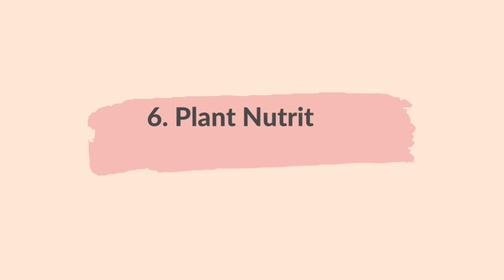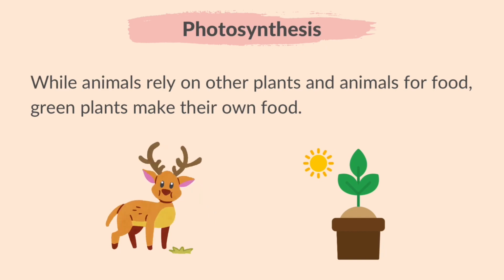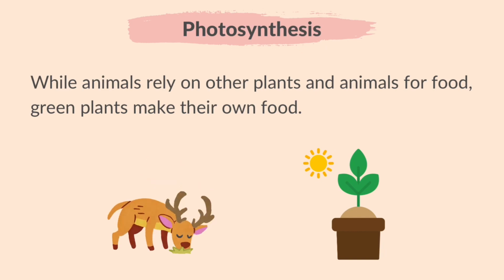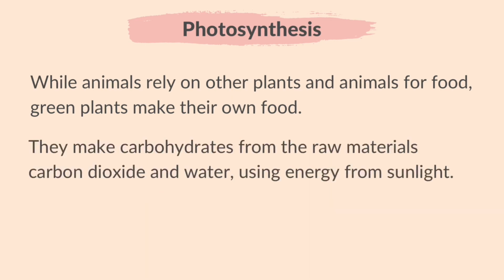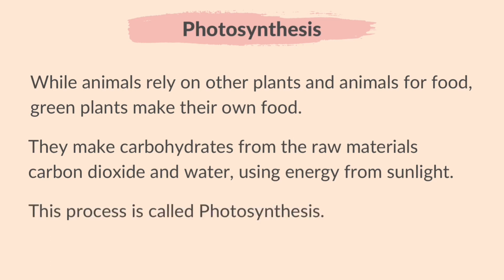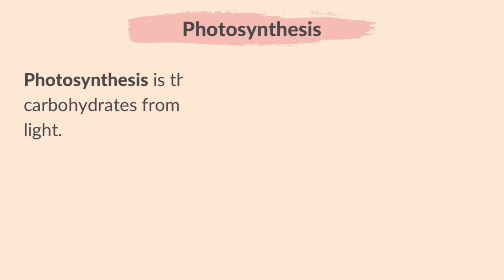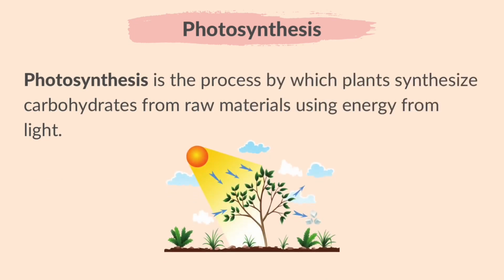This video summarizes Topic 6, Plant Nutrition. While animals rely on other plants and animals for food, green plants make their own food. They make carbohydrates from the raw materials carbon dioxide and water using energy from sunlight. This process is called photosynthesis. So photosynthesis is the process by which plants synthesize carbohydrates from raw materials using energy from light.